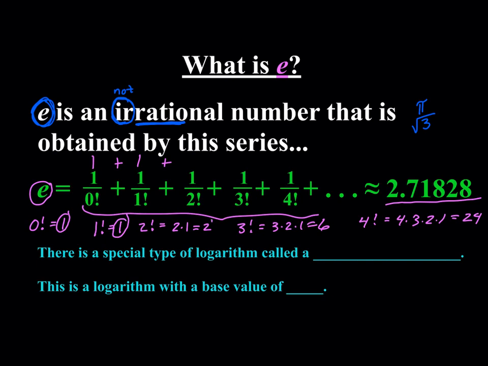1 over 2 factorial is 1 over 2. 1 over 3 factorial is 1 over 6. 1 over 4 factorial is 1 over 24, and it just keeps on going forever from there. And if you add up all these fractions, it just gives you this decimal here, which does continue on. And now, I mention all this because there is a special type of logarithm called a natural log.